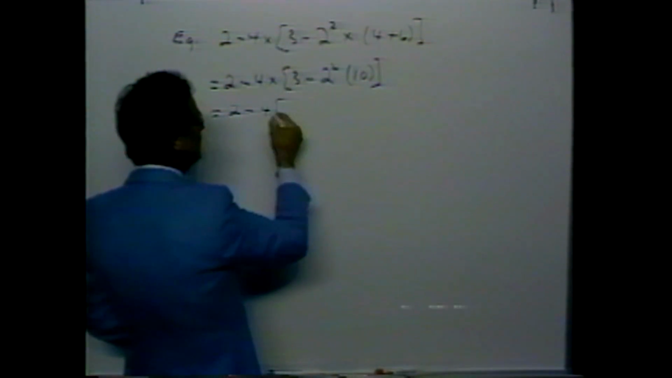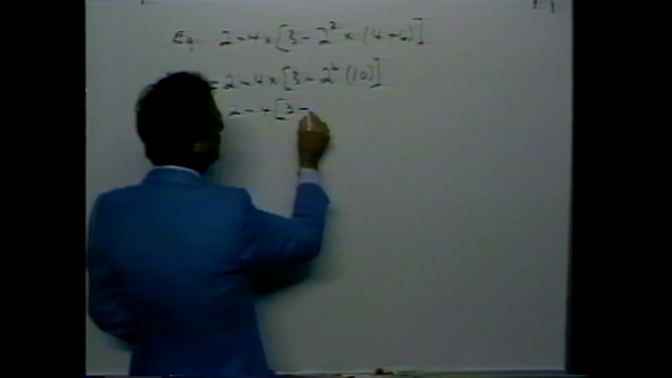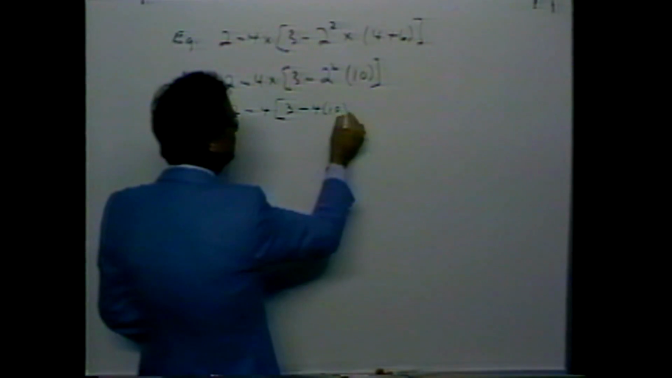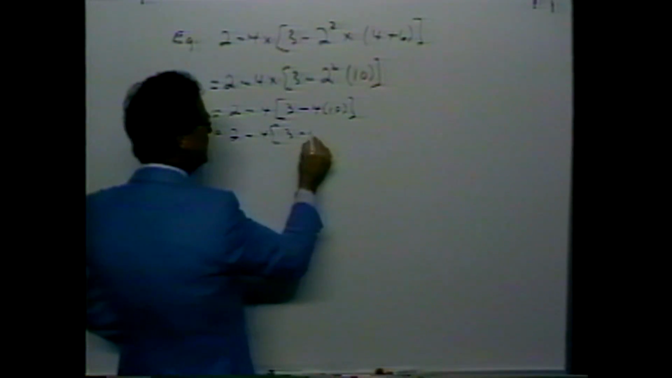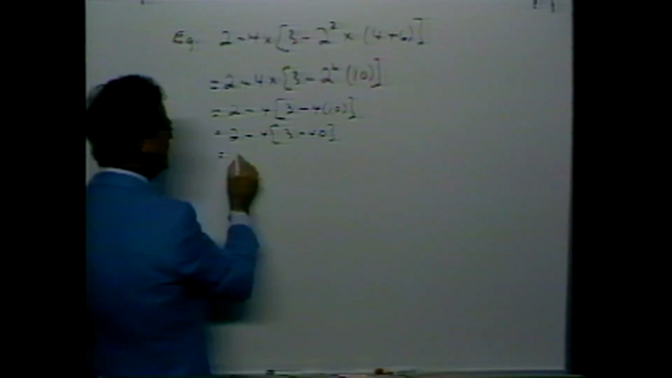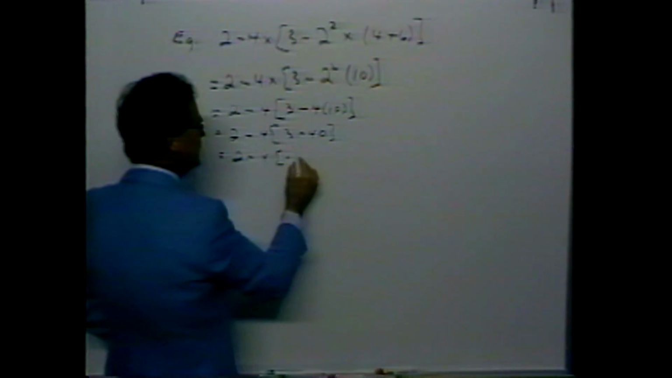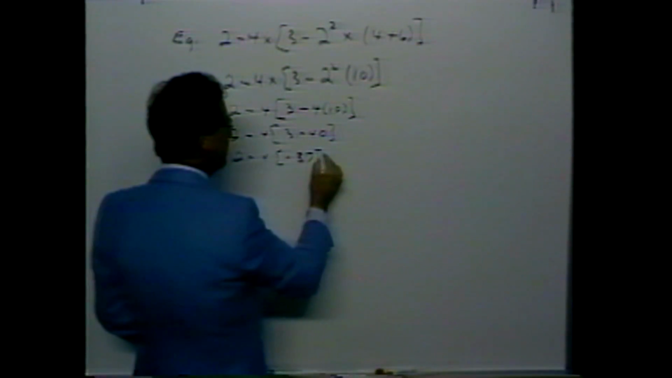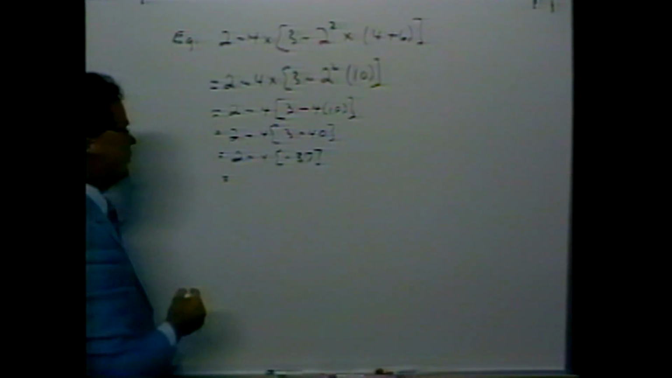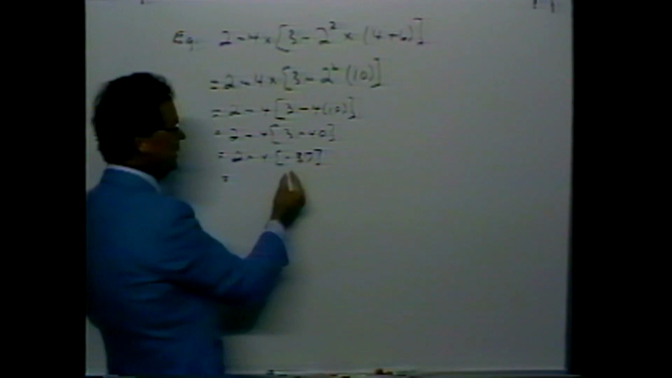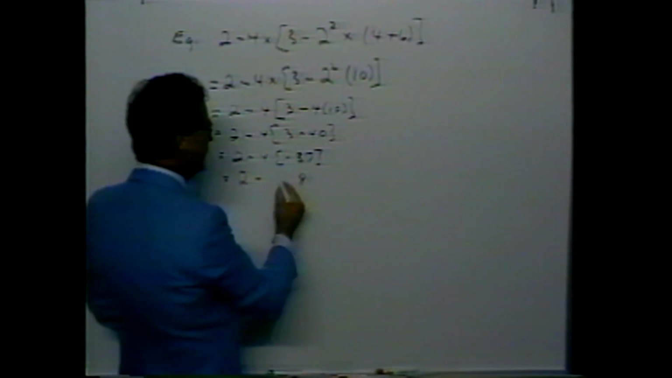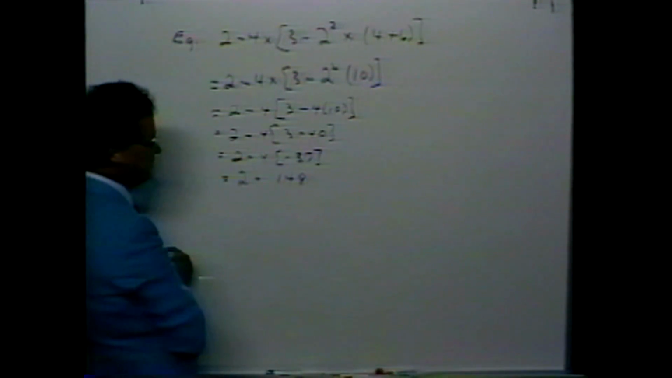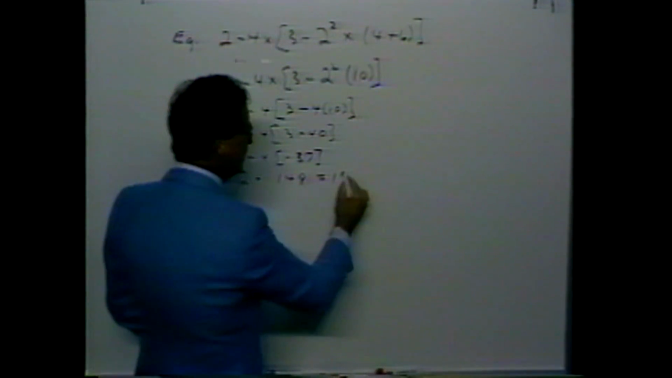Notice I've dropped the times sign here because it's not really necessary. 3 minus 4 by 10. And then 2 minus 4, 3 minus 40. And then it's 2 minus 4 minus 37. Now, negative 4 multiplied by negative 37 will equal: 4 7s are 28, 4 3s are 12, and 2 makes 148, positive. And finally, 150 is the answer.